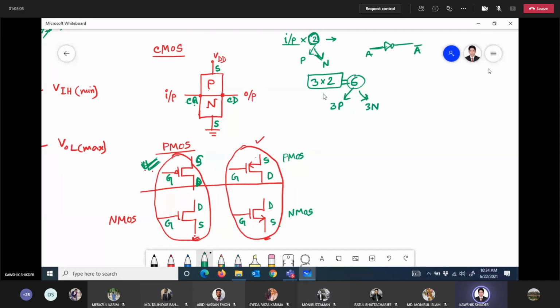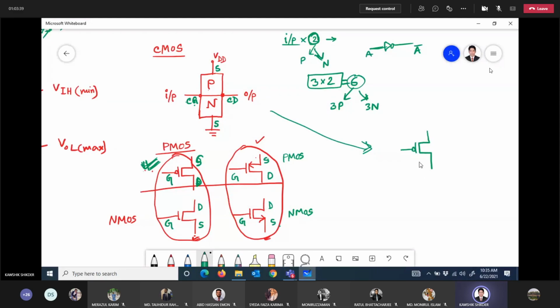Yes, sir. Now for the inverter, if we follow the structure, the upper one is P or N as per the formation. The upper one is P or N? Sir, the upper one is P. P. So let's draw a P MOSFET here with a bubble at the gate terminal.